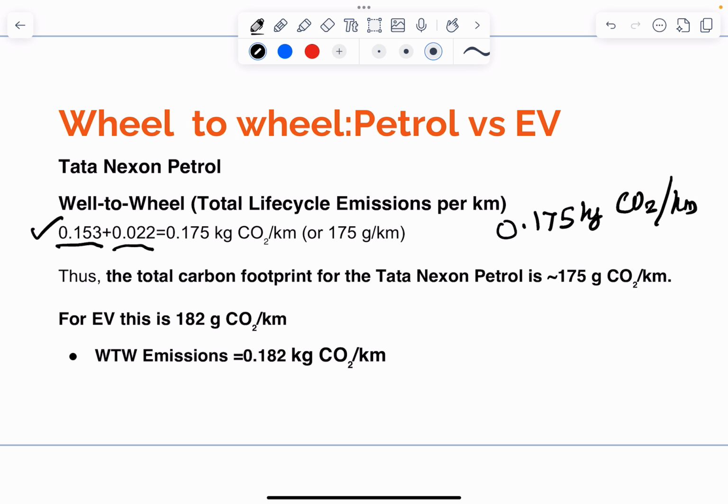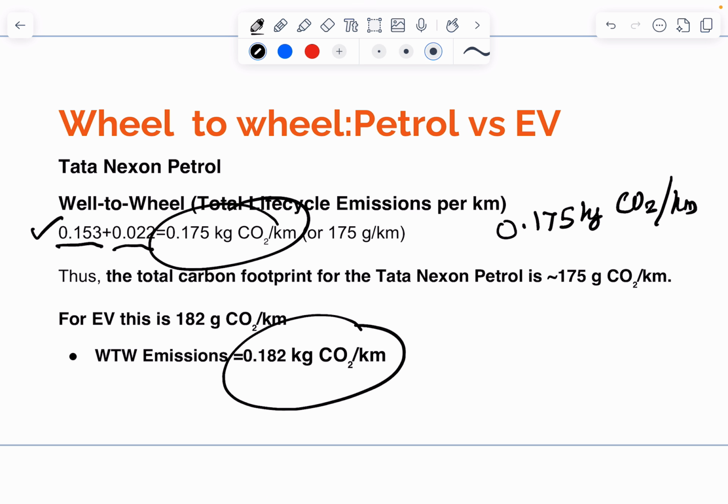Now you see that these two numbers are pretty close. 0.175 and 0.82 are pretty close, and so in a way, both the well to wheel emissions of a petrol car and of the Tata Nexon EV are pretty close. Why is this so? This is so because India still uses a pretty large quantity of coal in its generation of electricity, which is being supplied from the power stations.